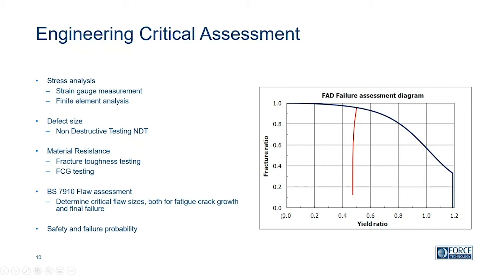When we assess defects or flaws, we use this failure assessment diagram where we look both at the fracture ratio and the brittle fracture on the y-axis, and on the x-axis we have the yield ratio. And then the flaw is placed somewhere inside here if it's safe. And if the flaw grows, then you can follow the red line until it reaches the blue line. And we actually have a critical flaw size.